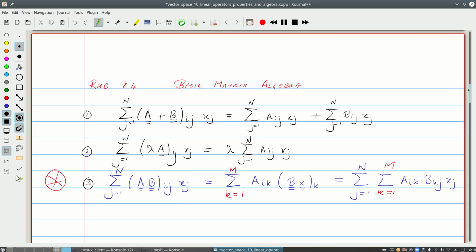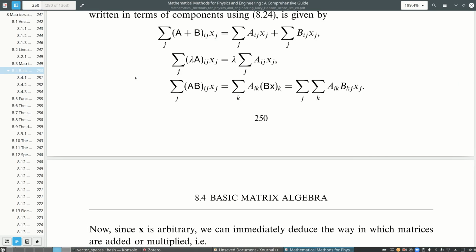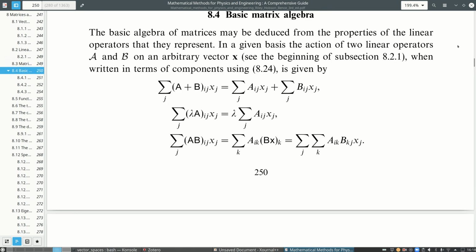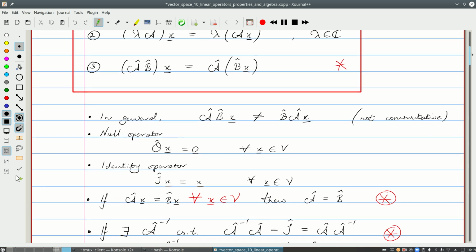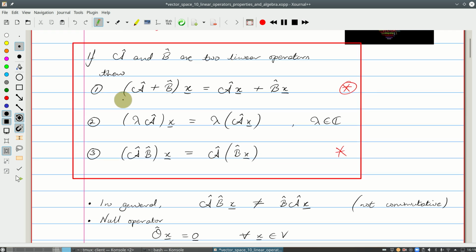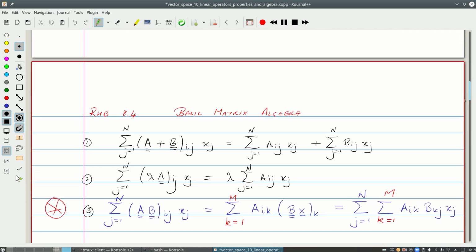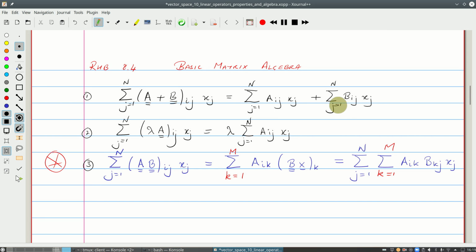Basic matrix algebra. We are now in Riley, Hobson and Bence 8.4. It appears like we have skipped 8.3, but we haven't. 8.3 contains some basic information about matrices, which I'd like you to look into on your own. So 8.4. What Riley, Hobson and Bence have done now is to take these properties of operators, these three boxed up here, and to use the matrix expressions for each operator to write down matrix and matrix vector identities. So what is the matrix expression you're going to be using?